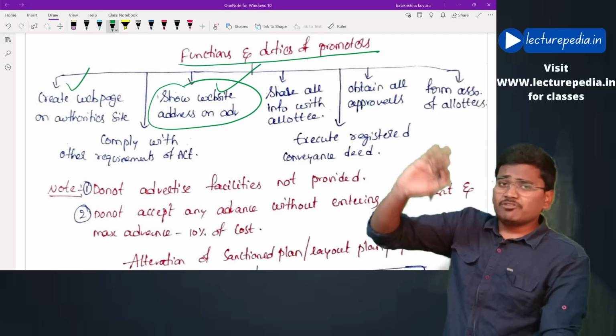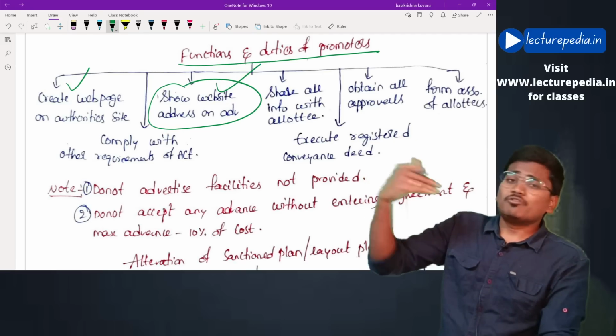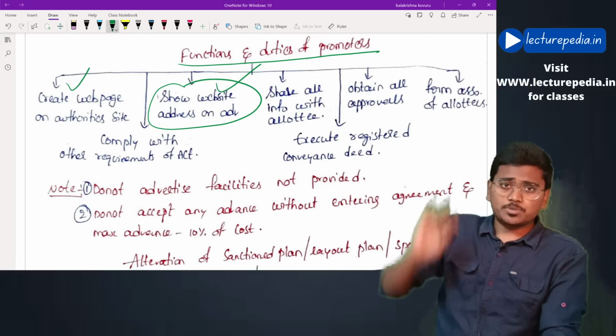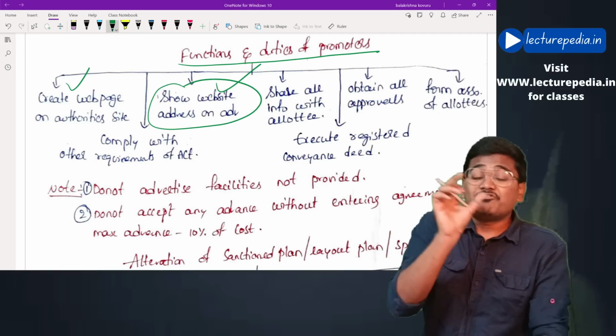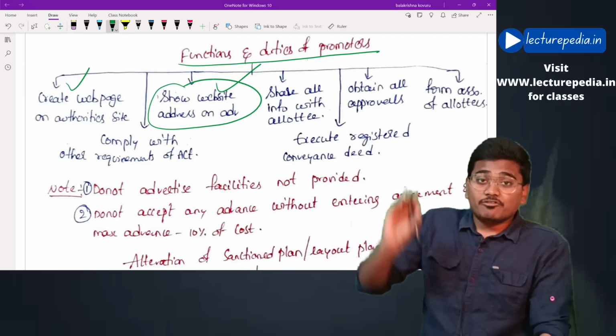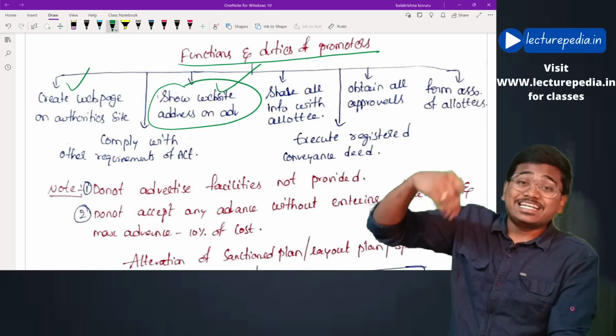Next, show the website address on advertisements. Now he will be promoting his project through various advertisements and circulars in the newspapers. In all those advertisements he must give the website address of the authority, where the public can find details of the project.